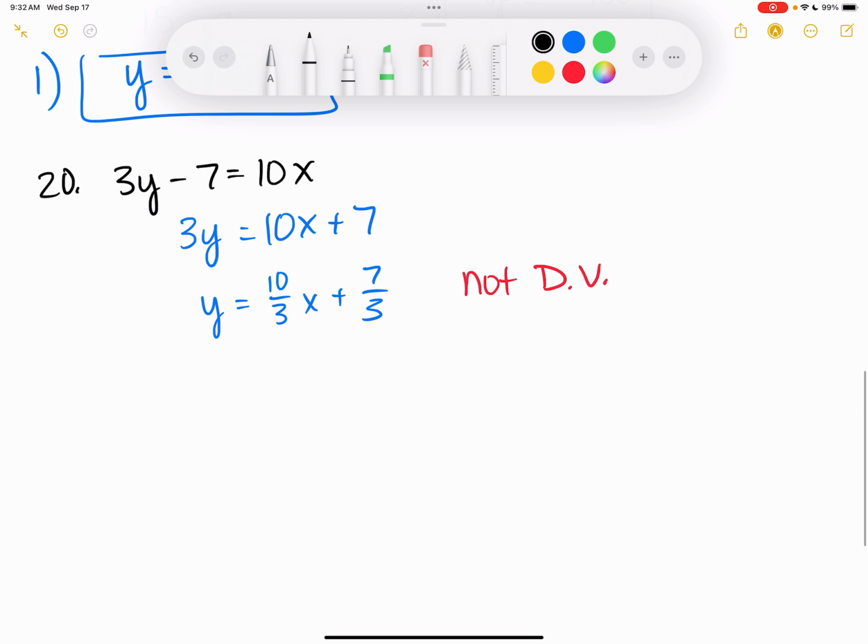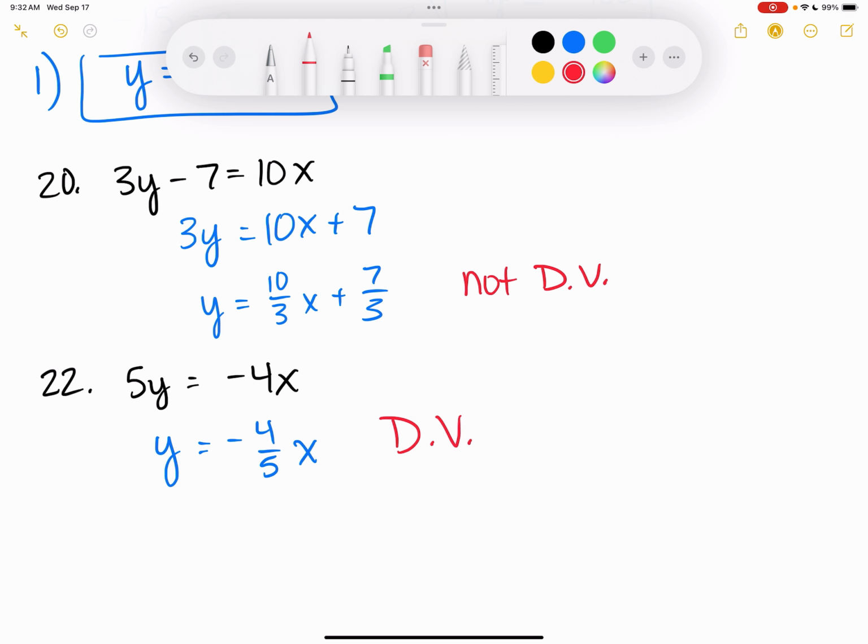22. 5y equals -4x. Divide by 5. Y equals -4/5 x. Yes, so this is direct variation. I usually just put DV if it is, not DV if it is not. So if there's anything being added or subtracted, it's not direct variation. As long as there's just a y and just an x, it is direct variation.